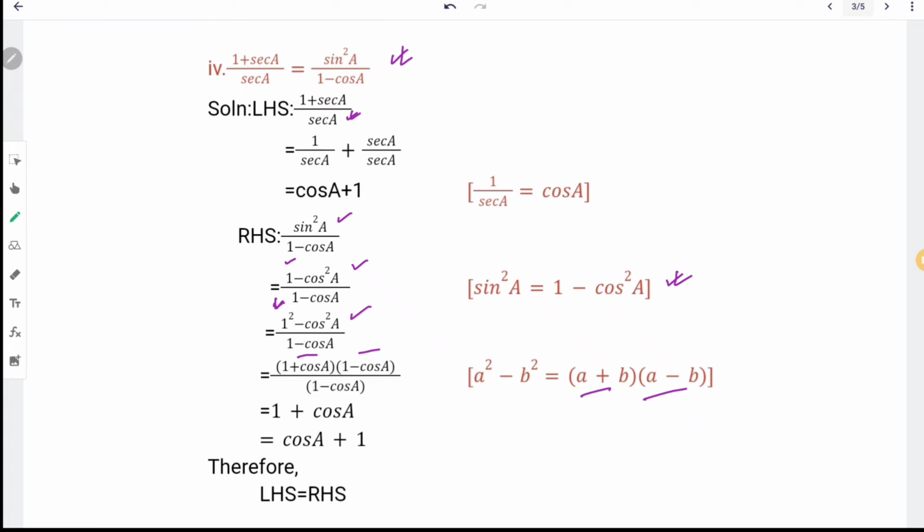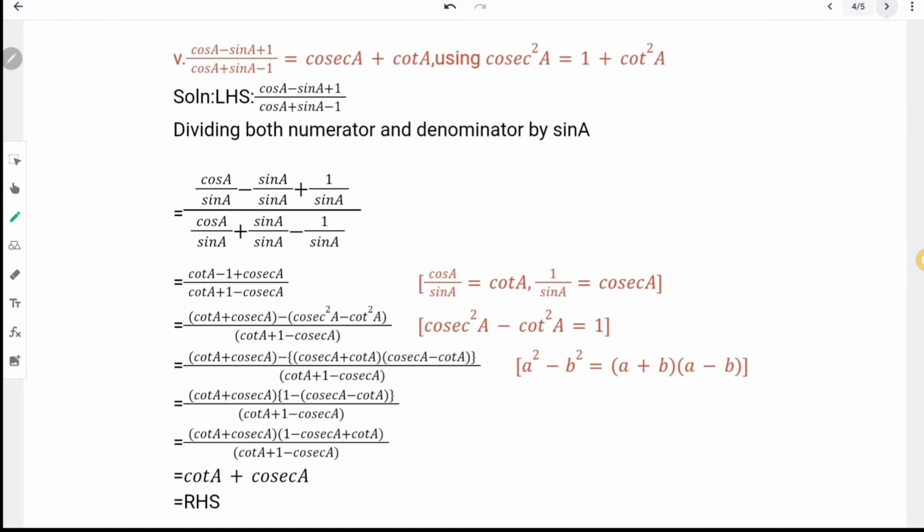So a plus b and then a minus b. Then you can see I can divide this 1 minus cos a, 1 minus cos a. I will be left with what? 1 plus cos a, which if we rearrange, we're going to get cos a plus 1. Now our left hand side equals right hand side. Okay, so that is our proof. Let's do one more here.